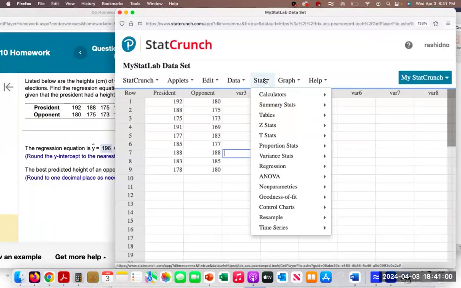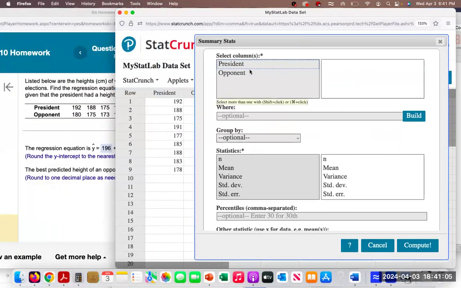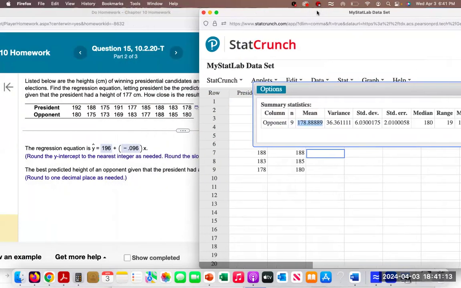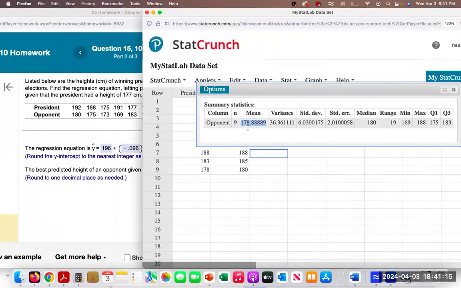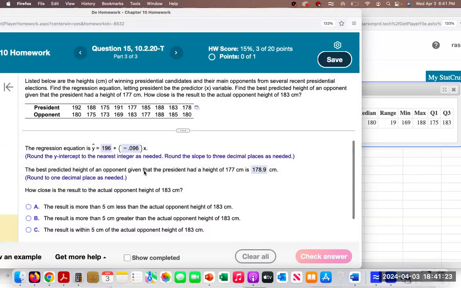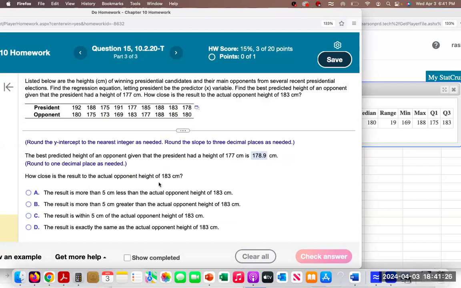So we can go to Stat, Summary Stats, Columns, and you can select the opponent, then Compute. So the mean is 178.88. And we need to round this to 1 decimal, so 178.9. So how close is this to the actual result of 183? This is within 5 centimeters of the actual height of 183.